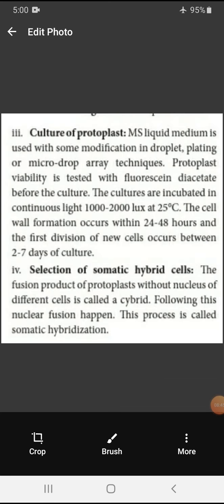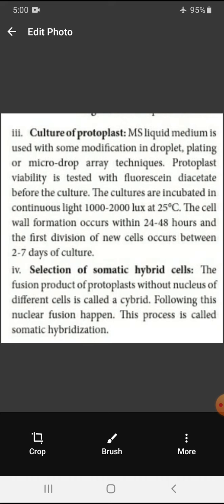Now, what is the culture of protoplast? Whenever we keep the isolated protoplast in MS liquid medium, it is used with some modification in droplet or plating or microdrop array techniques. Protoplast viability is tested with fluorescein diacetate before the culture. So whenever we isolate the protoplast, we test it with fluorescein diacetate. It is only for identification of the viability of the protoplast.